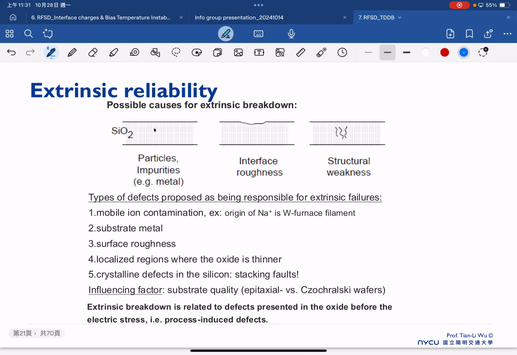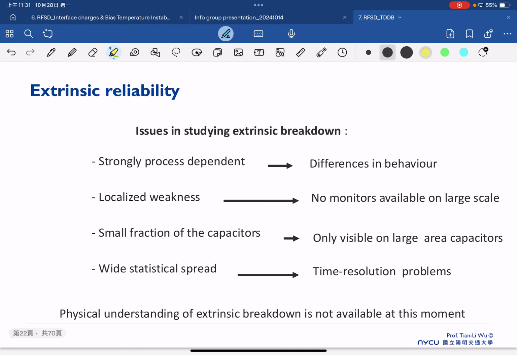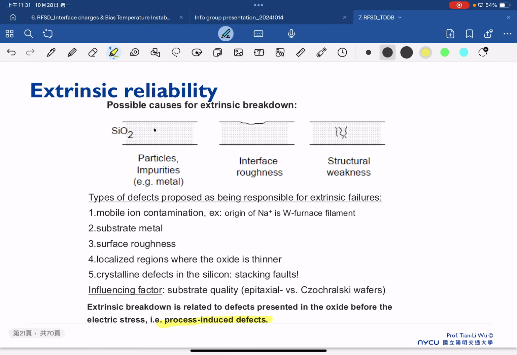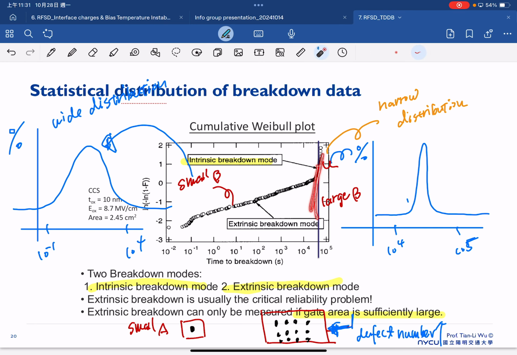So here is a summary of the possible causes for the extrinsic breakdown, and the conclusion is that it is mainly related to process-induced defects. Once we have the extrinsic reliability, it is strongly process dependent, with localized weakness in a small fraction, so we need to see this effect in the big device. Also, this is important: there is a very wide statistical spread, because we can see the timing here. It's a huge span from here to here.